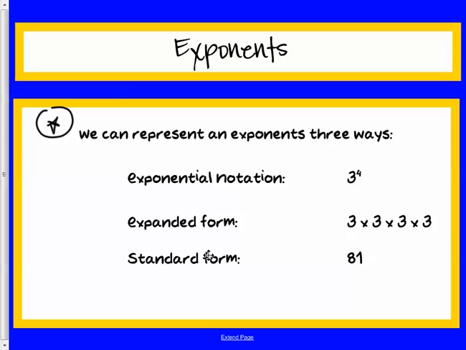And then standard form is the number simplified after it's been expanded. So 3 times 3 is 9, times 3 would be 27, times 3 would be 81, or you can multiply it like this because we can multiply any combination that we want. Okay, so let's look at a few more examples.